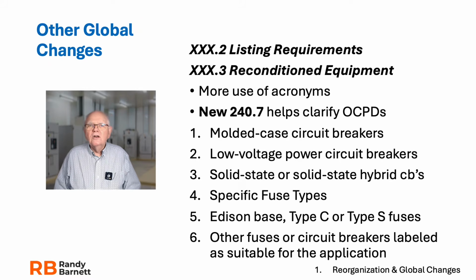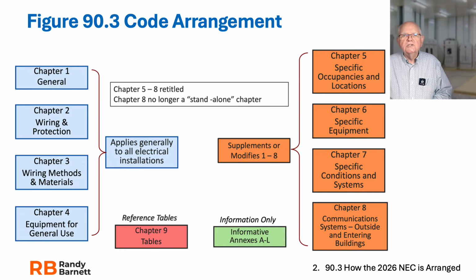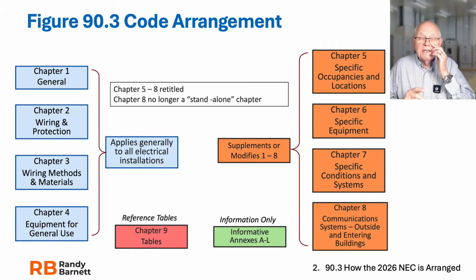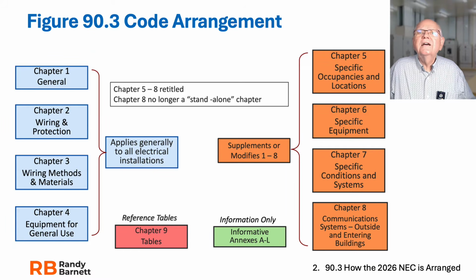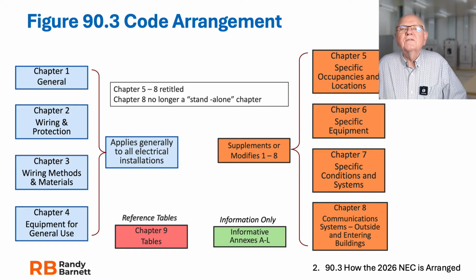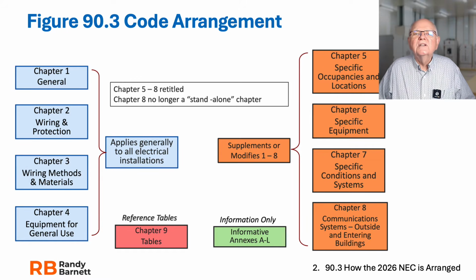Now, let's back up a little bit into Article 90, which is the introduction. Now that we've looked at some of these global changes, let's see how the code is now laid out. This is a little reproduction of Figure 90.3 on code arrangement. Over on the left-hand side, you can see this is all pretty much the same. Chapters 1, 2, 3, and 4, no changes there. It says applies generally to all electrical installations, and that's true, chapters 1 through 4.